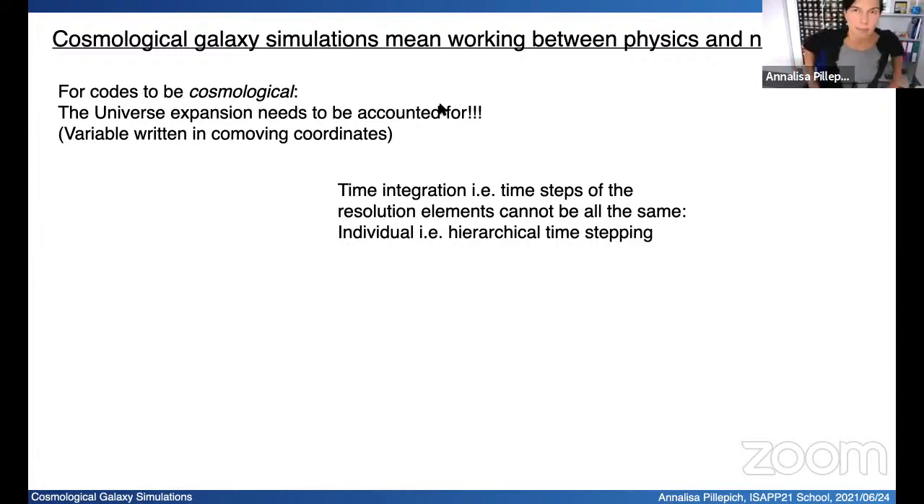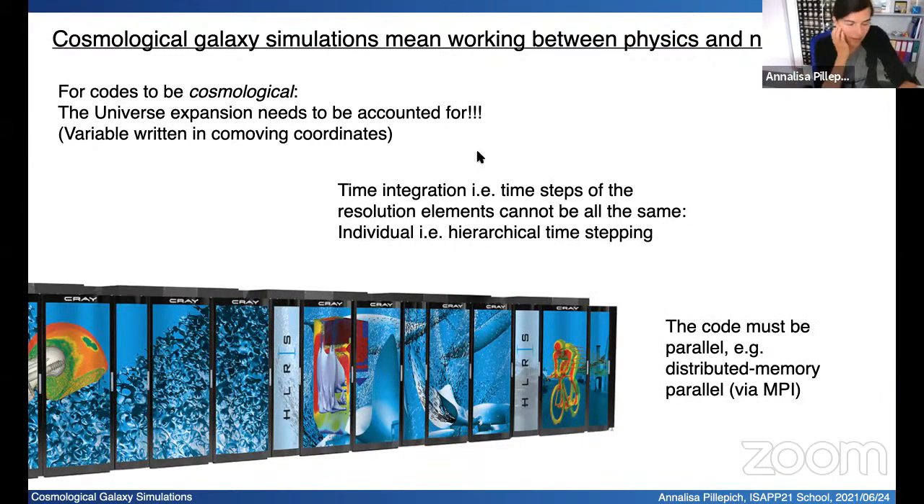And so current cosmological galaxy formation codes must use individual time steps, okay? And not global time steps. This is key, and this makes the coding quite hard. And finally, to be successful at the current time, galaxy formation simulations must be parallel. The code must be written so that multiple computers can work at the same time, and so, like in Arepo, so far we have used it in a distributed-memory parallel manner, for example through MPI.